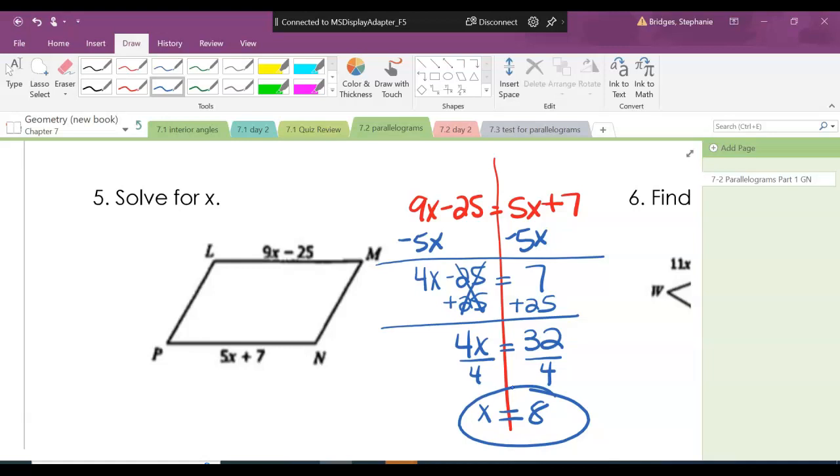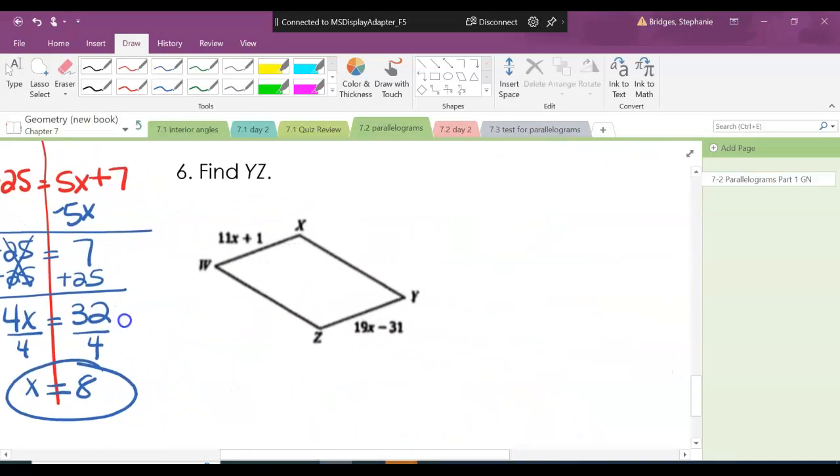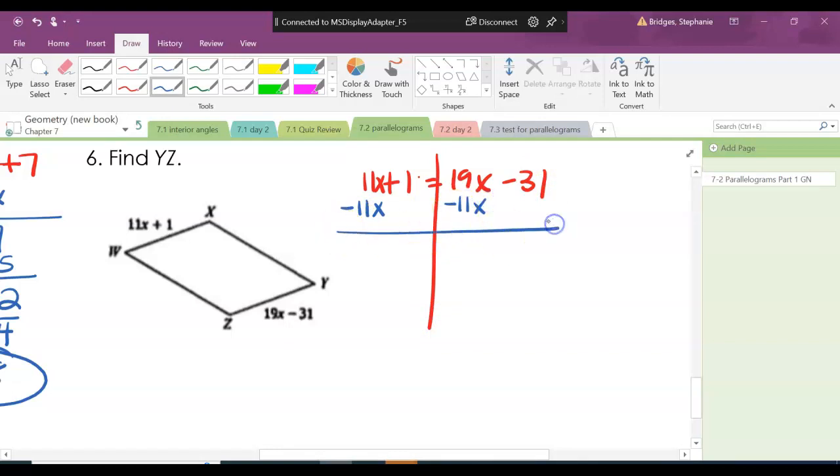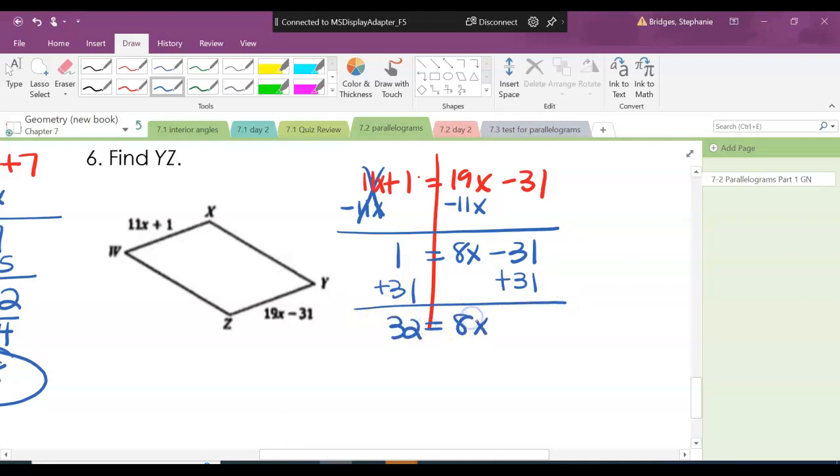How do I set this one up? 11x plus 1 equals 19x minus 31. Again, I like to move my x's, so I'm going to take my smaller, my 11x, and move it over to my 19. 19 minus 11 is 8. Then I want to get that 31 away from my 8, so I'm going to add it. So that gives me 32 equals 8x. And there you go. And I want to find yz, so look at that one.